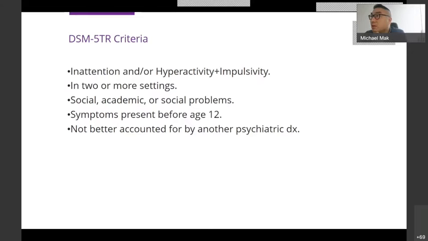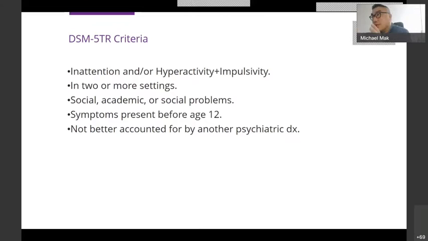And of course, these symptoms of inattention and hyperactivity and impulsivity have to happen in at least two or more settings. So if a young person just simply dislikes school so much that they act up in school, but they're fine at home, that doesn't mean that they have ADHD. It has to happen in two different settings.